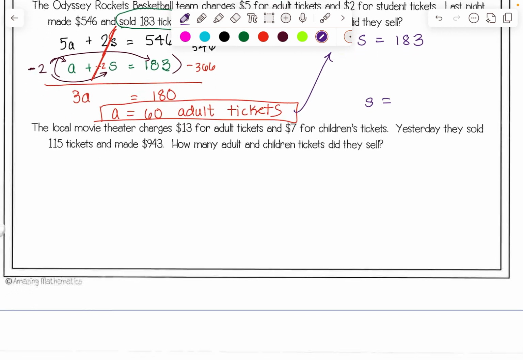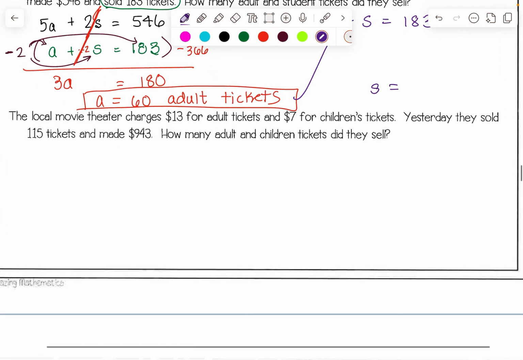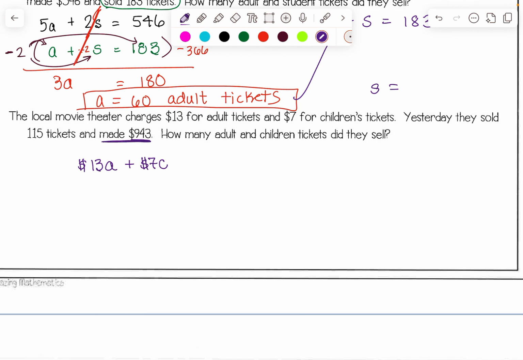Let's do the bottom one. I'm going to set this up for you. You're going to solve for it. Local movie theater charges $13 for adult tickets. Once again, $13 for adults, $7 for children tickets. $7 for c, for children. They sold a total number of 115 tickets, but they made $943.